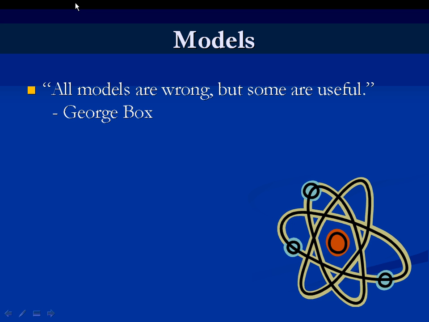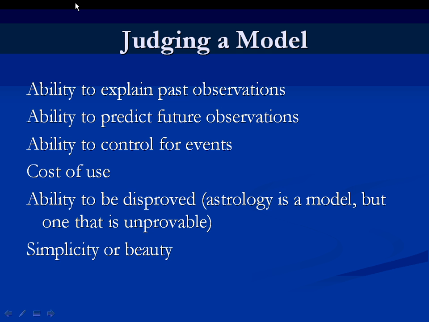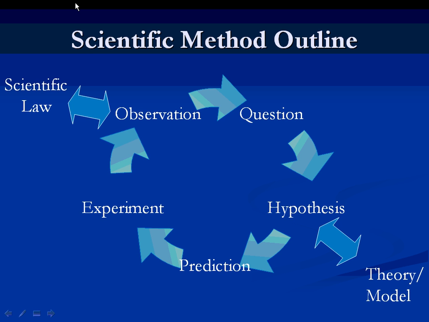Okay, all models are wrong, but some are useful. Models are simplified examples of reality. They're not the real thing. We're going to build lots of models this year. Models help us explain and kind of work through data. Simplified representations to use to make predictions. And they can be visual, they can be mathematical, they can be on supercomputers, they can be devices. Okay, how you judge a model, these are some criteria. We're not going to go into it too much, but I just wanted to point out that theories and models go with hypotheses and laws go with observations. So just remember, laws describe, theories explain.